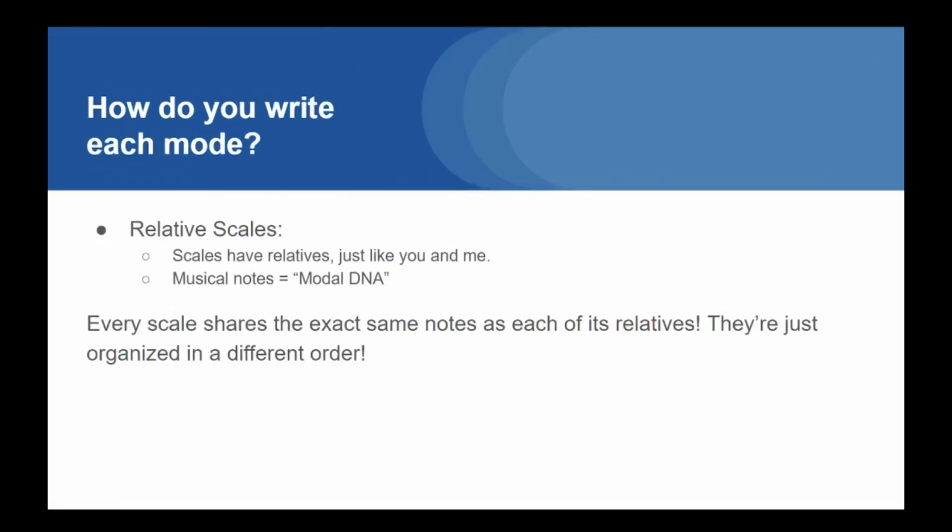Let's start by discussing relative scales. Just like you, each of the scales and modes have relatives. You share some of your DNA with your relatives, and each of the modes share their own DNA with their relatives. In this case, we'll consider the notes of a scale to be modal DNA. 2 relative scales share the same exact notes, just in a different order. For example, C major and A minor.